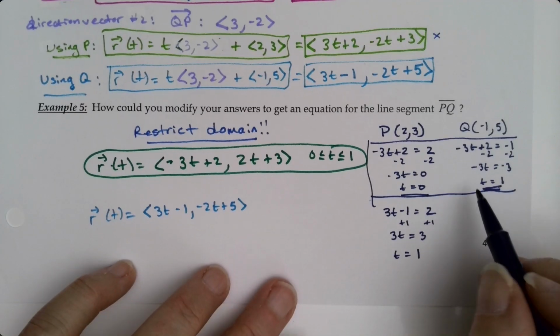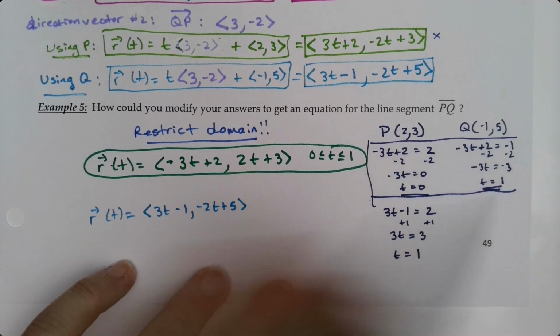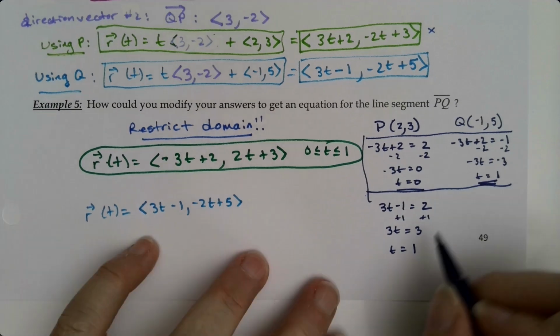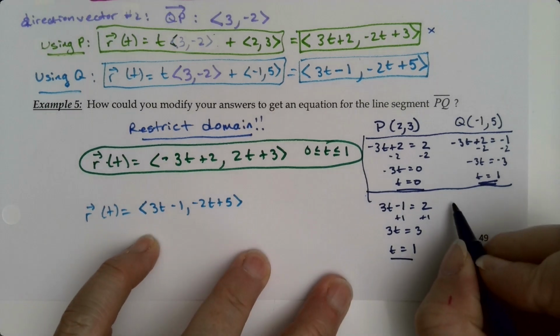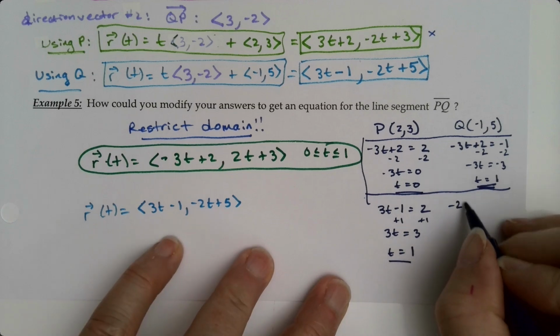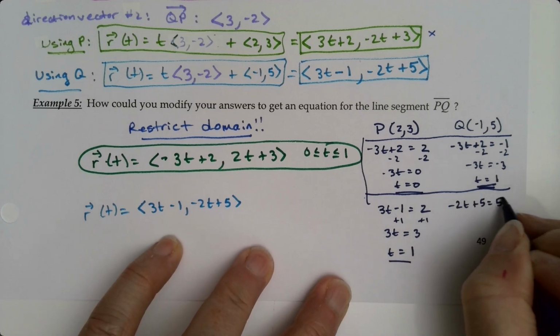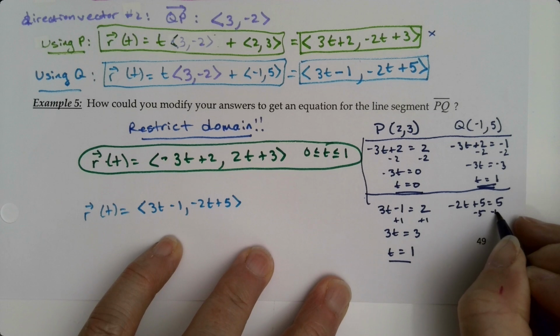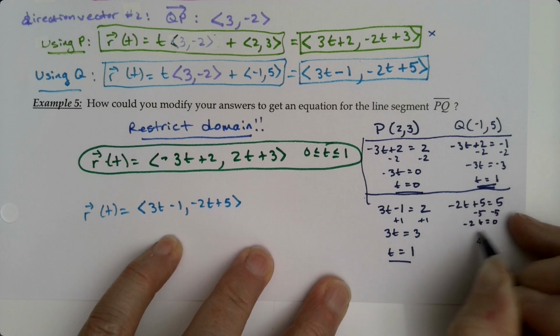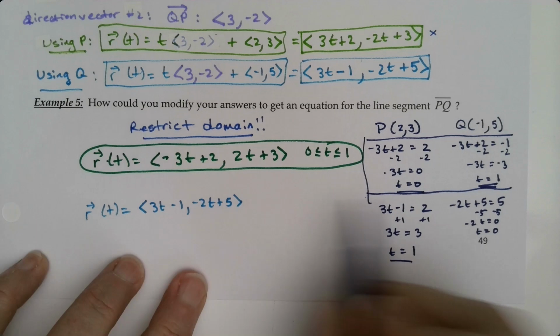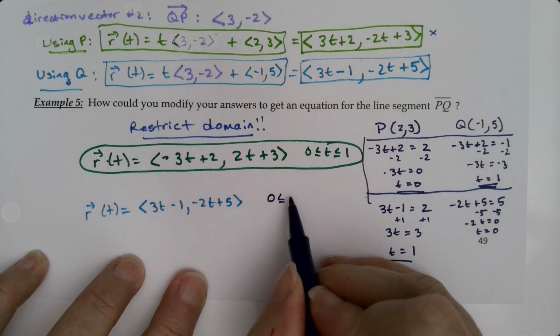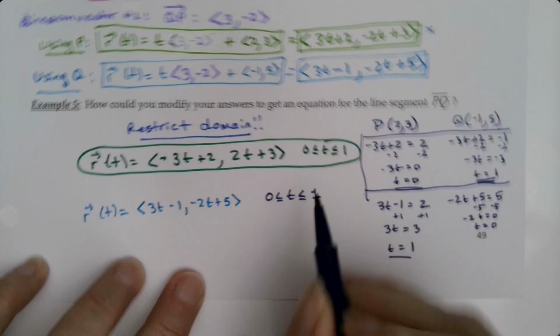And then over here, I would say negative 2t plus 5 equals 5. So subtract 5, negative 2t equals 0. Oh, look at that, t is 0. So again, we would be restricting ourselves from 0 to 1.